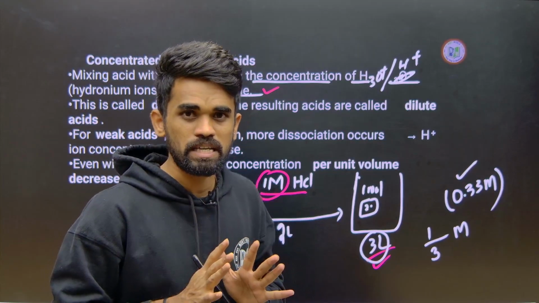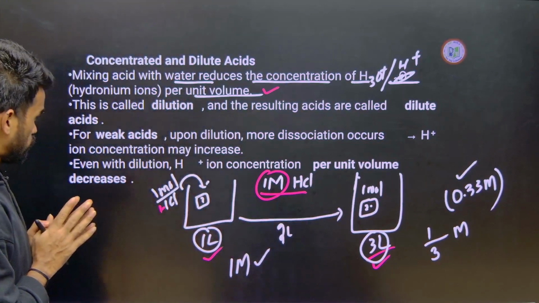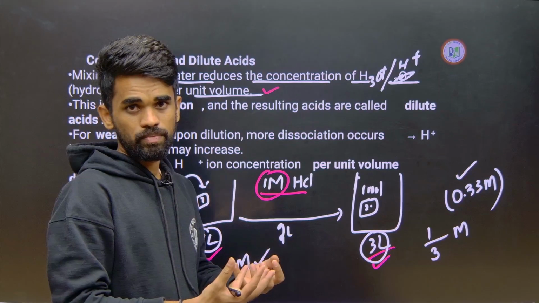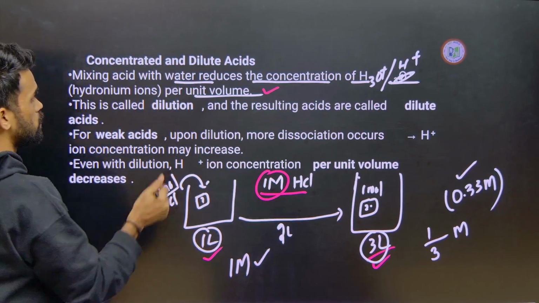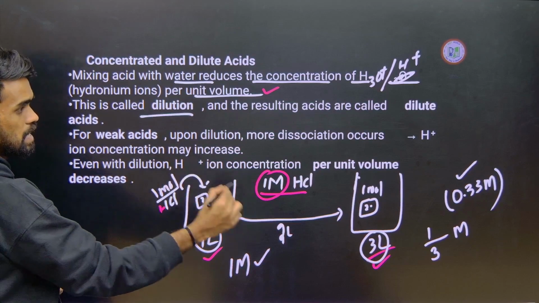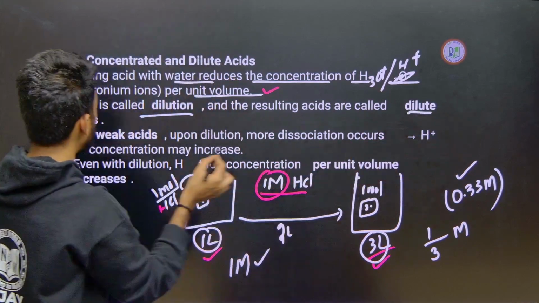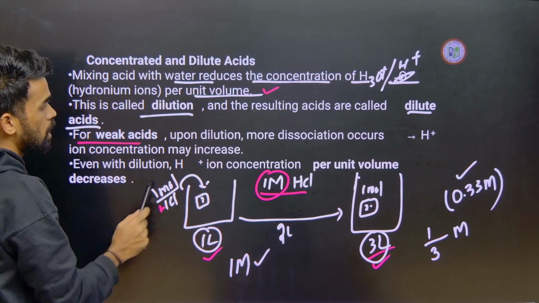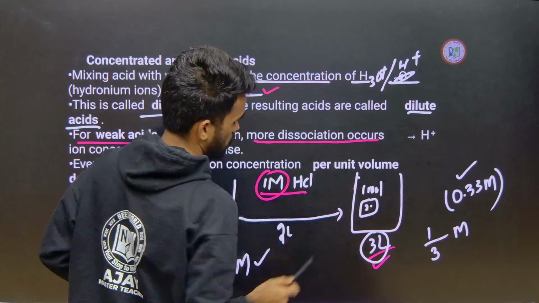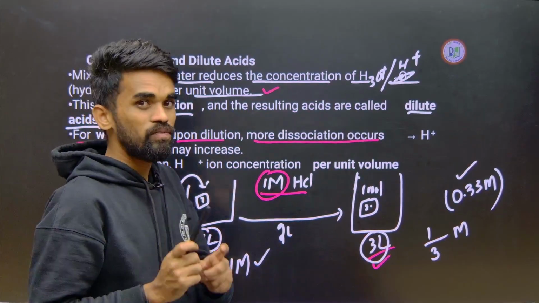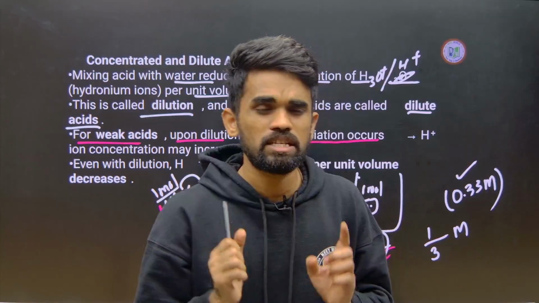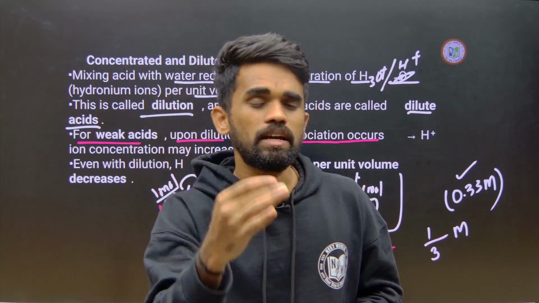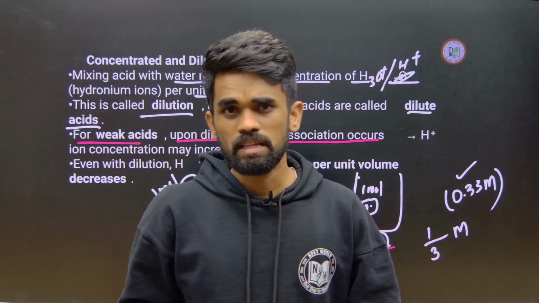Hope it is clear what exactly dilution is, right? So dilution means mixing of acid with water. Okay, and the resulting solution is called a dilute solution, or dilute acid in the case of this acid. Hope it is clear. Now for weak acid, upon dilution more dissociation occurs. One thing you have to remember: for strong acids and strong bases, the degree of dissociation is 100%, whether it is concentrated or dilute. There is not much difference.